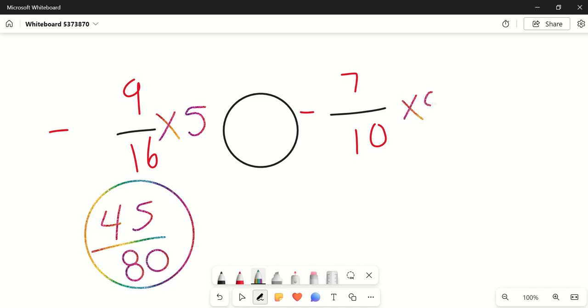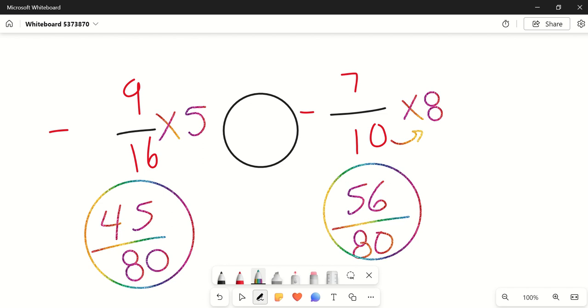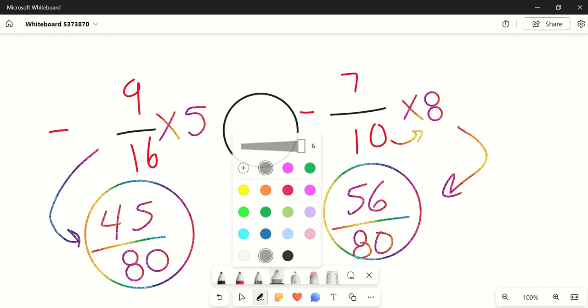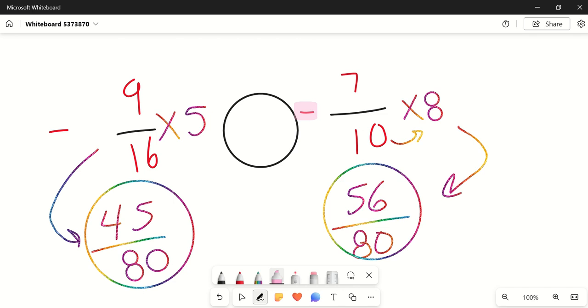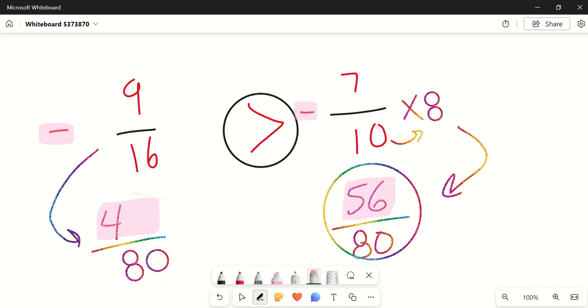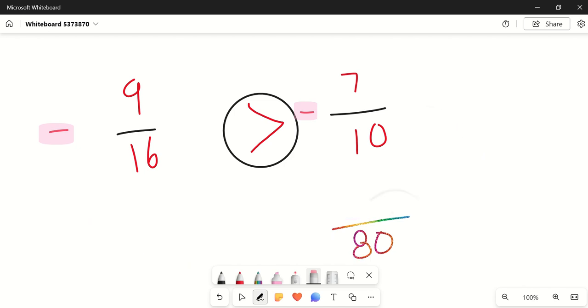Compared to, these will both need to be multiplied by 8, because 8 times 10 is 80. And 7 times 8 will be 56. Therefore, 7 tenths becomes 56 over 80. 9 sixteenths becomes 45 over 80. However, they are both negative. So again, would you rather owe $45 or owe $56? Remember, when they're both negative, it's the smaller of the two that will be the bigger number. So therefore, negative 9 sixteenths is greater than negative 7 tenths.